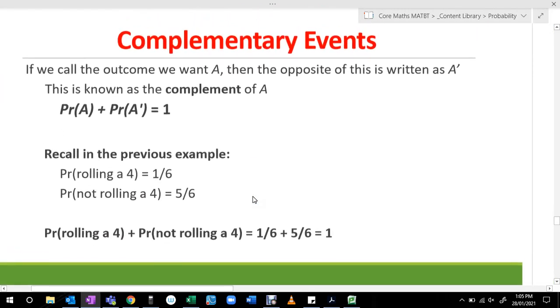So now, when you have more than one event occurring, this is where you put the line inside. If we call the outcome we want A, the opposite of A is going to be A dash. This is known as the complement of A. So the desired event is A, and the opposite of that is the complementary, which looks like this: you have the dash inside the bracket.